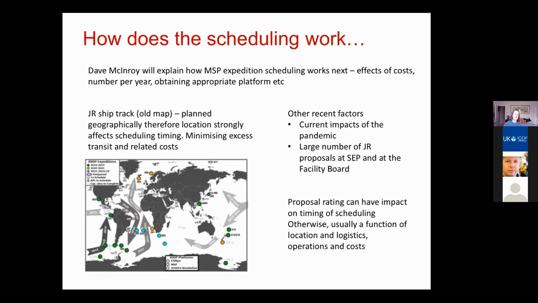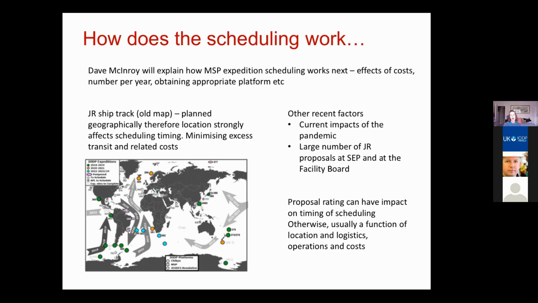So you can see that for the JR, for example, it's currently working in the Atlantic. It's going to spend a number of years there. It's then going to move into the Pacific and then the Indian Ocean. So if you were now to put in a proposal in the Indian Ocean, which we are now asking people to do because we have a lot of proposals in the Atlantic, you'll have to wait until the ship is in the Indian Ocean. So geographic location is quite a key factor for scheduling for a JR expedition.